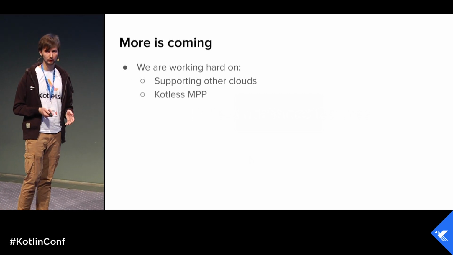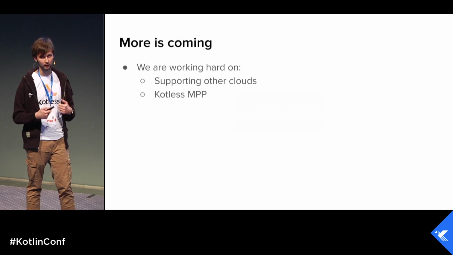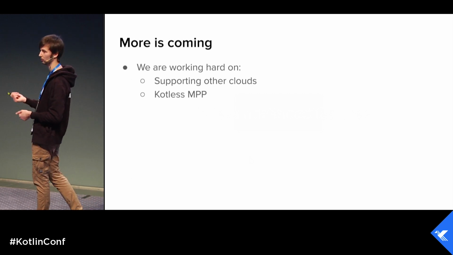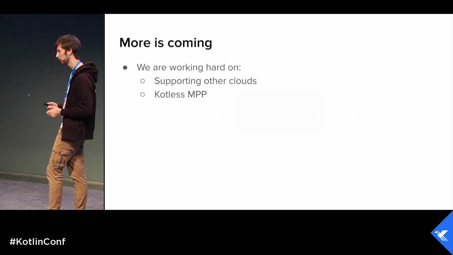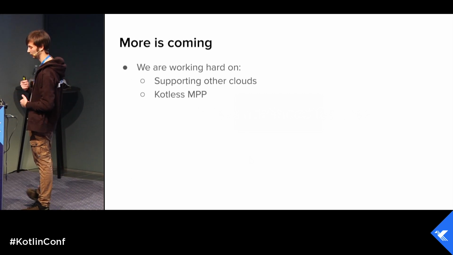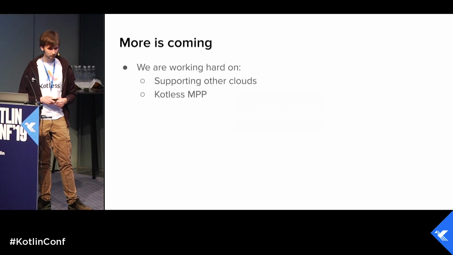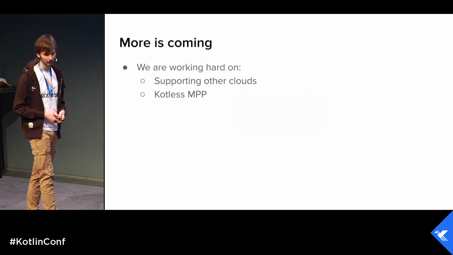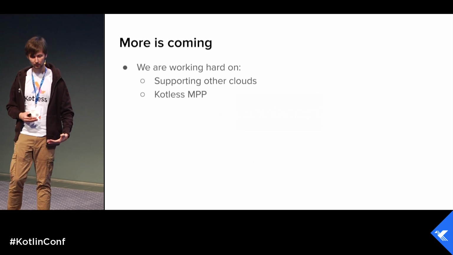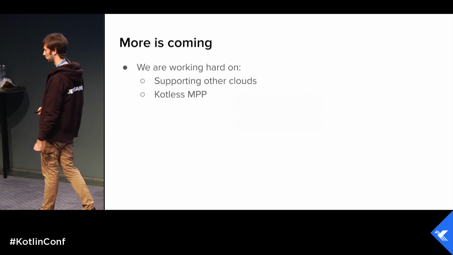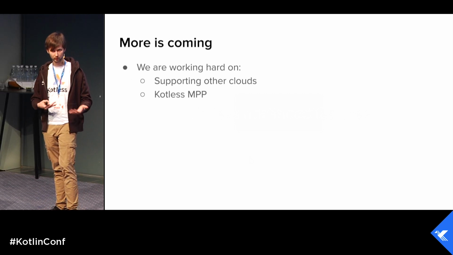You know that Kotlin provides you with different targets, different runtimes. You may generate JavaScript code, you may generate native code, you may generate JVM code, and depending on the tasks, you may need and want to use different targets. So we want to provide our users with the possibility to generate even JavaScript lambdas from Kotlin, native lambdas from Kotlin, and JVM lambdas from Kotlin, so they can choose the runtime.